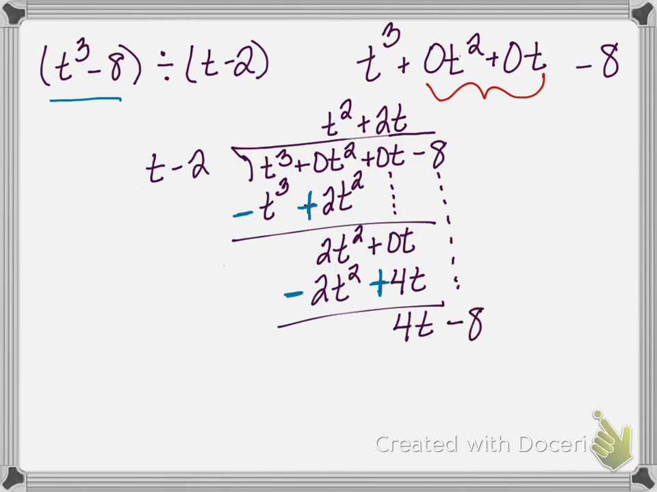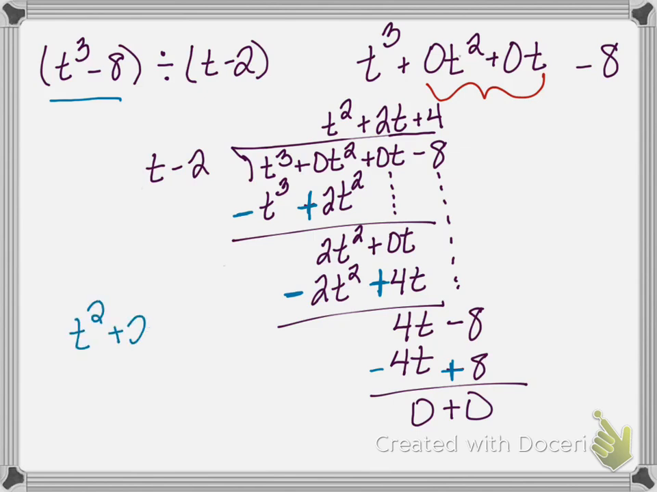t times what gives me 4t? Good. 4 times negative 2 is negative 8. 4 times t is 4t. I change each of these, and I'm left with 0 plus 0. So my final answer here is t squared plus 2t plus 4.